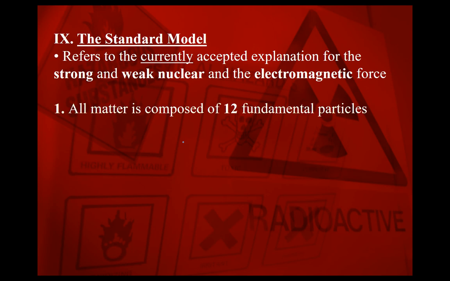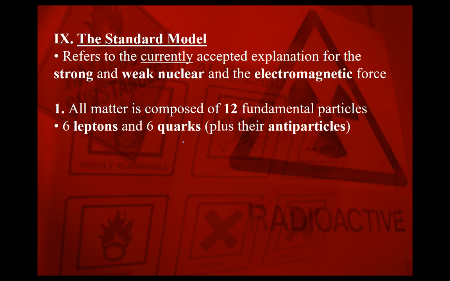Point 1 tells me that all matter is composed of 12 fundamental particles, as opposed to saying all matter is composed of the smallest particle called an atom. What are they? They're the 6 leptons. 2 of those leptons are an electron and a neutrino, and the others are a tauon neutrino and a muon neutrino. Then there are 6 quarks: the up quark, down quark, strange quark, charm quark, top quark, and the bottom quark. Plus all their antiparticles, so you'd have 12 fundamental antiparticles as well.